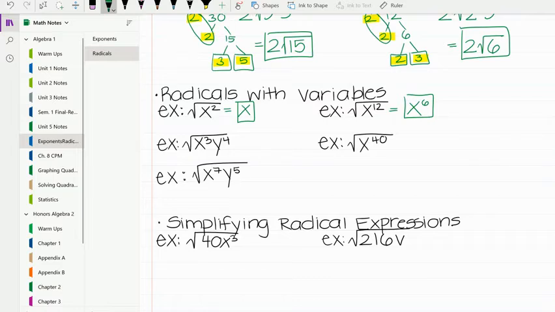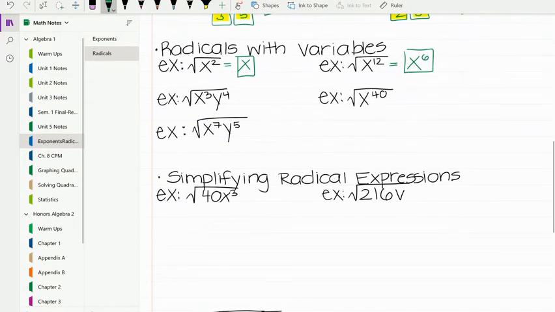Okay? But it gets a little complicated when it's not an even number. So like in this next example, we have x cubed. So I know that there is 1 x squared in there. So because of that, that will go on the outside. Now, the square root of y to the 4th, how many y squareds are in there? There's 2. But we still had that extra x that has to stay inside.